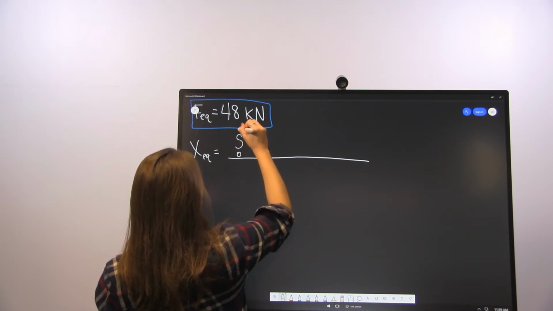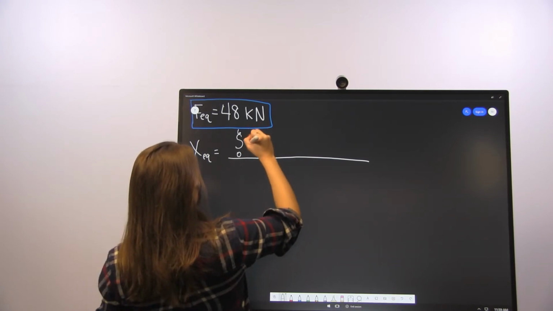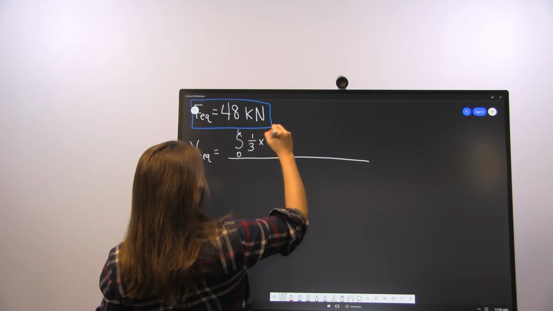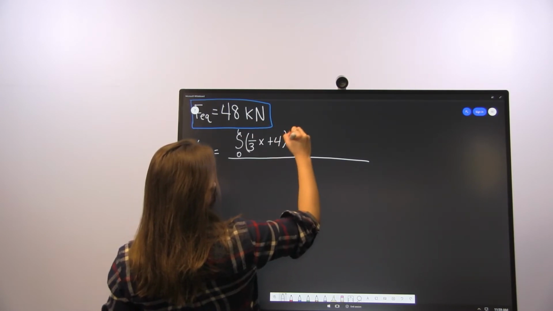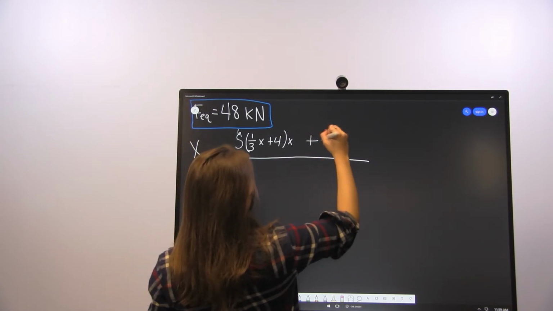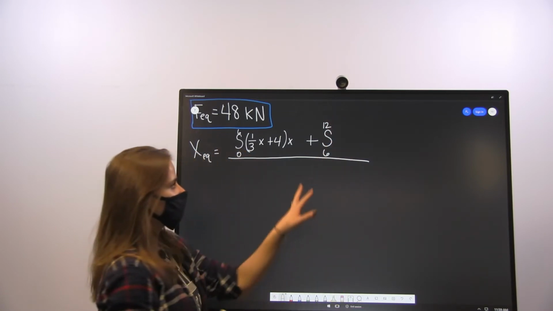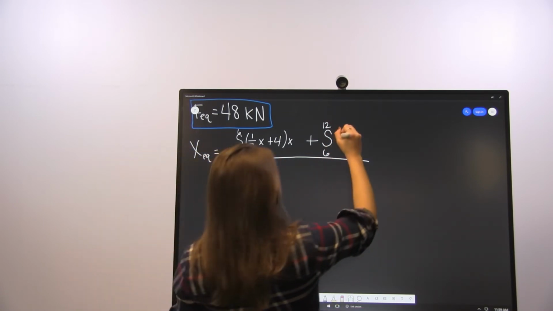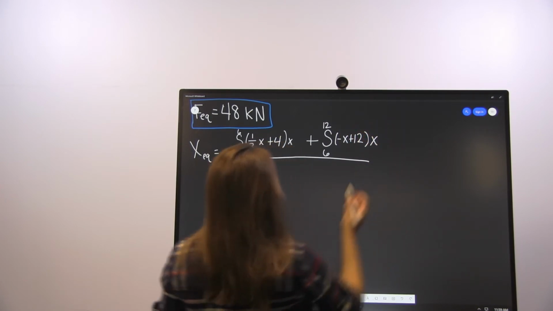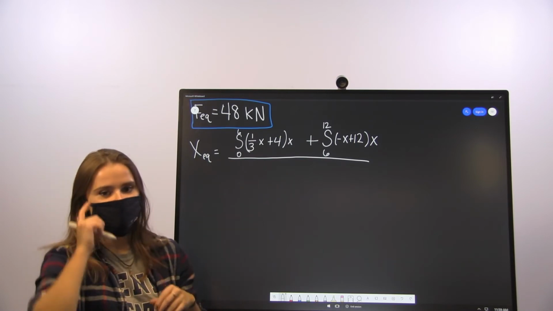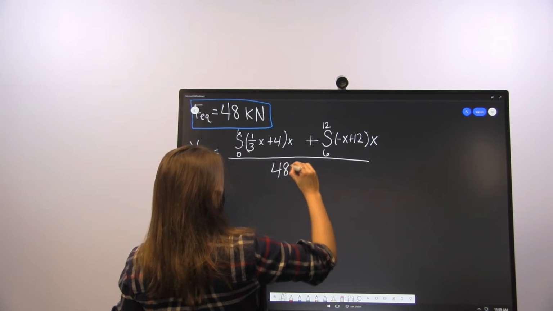From 0 to 6, x minimum, x max, and this is for our first one, 1/3 x plus 4, and this is multiplied by x. And from there we're going to add 6 to 12, and this is for our distributed load 2, negative x plus 12 times x. And this is going to be divided by our equivalent force, and that was 48 kilonewtons.